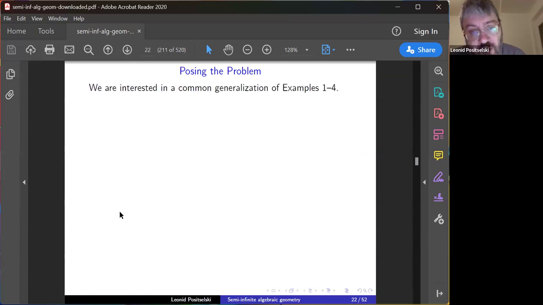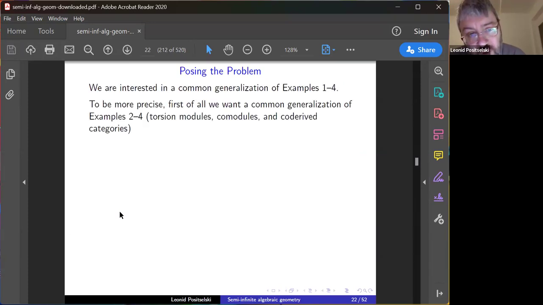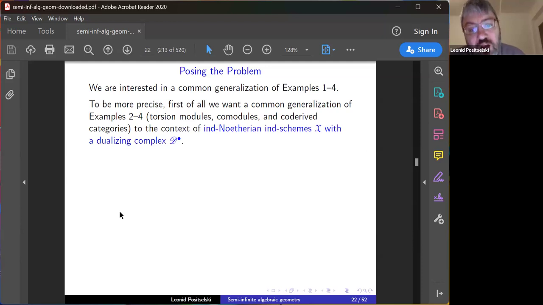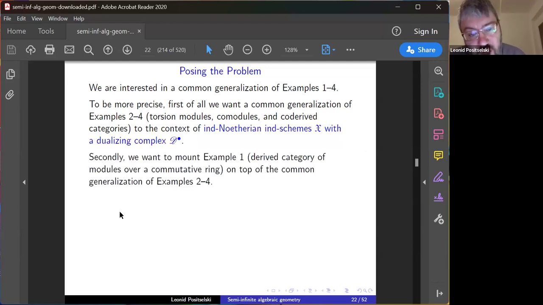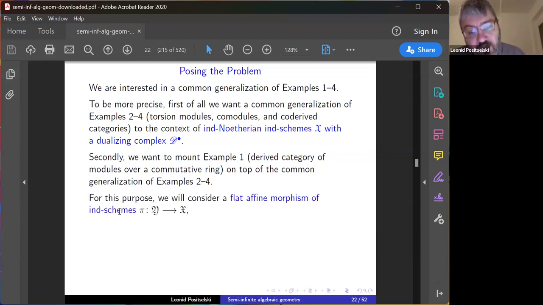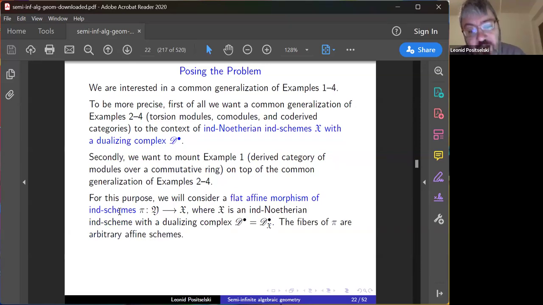Posing the problem. We are interested in a common generalization of examples 1 through 4. To be more precise, first of all, we want a common generalization of examples 2 through 4, torsion modules, comodules, and coderived categories, to the context of ind-Noetherian ind-schemes with dualizing complex. Secondly, we want to mount example 1, the derived category of modules over a commutative ring, on top of the common generalization of examples 2 through 4. For this purpose, we will consider a flat affine morphism of ind-schemes, pi, from Y to X, where X is an ind-Noetherian ind-scheme with dualizing complex. The fibers of pi are arbitrary affine schemes.